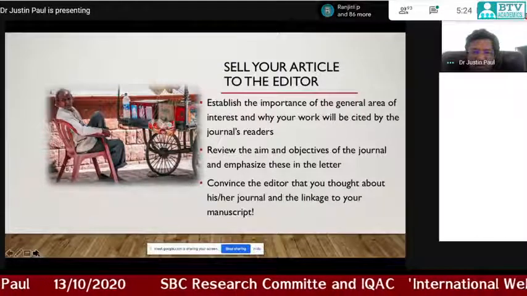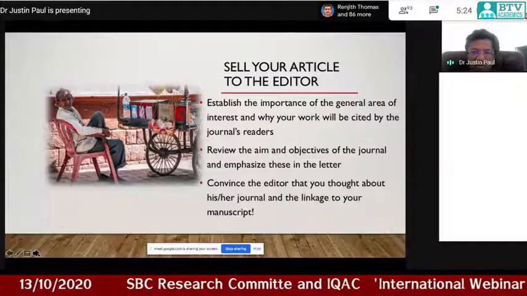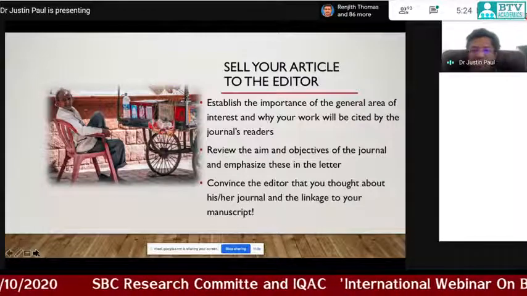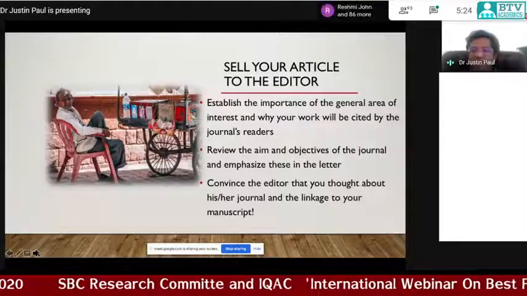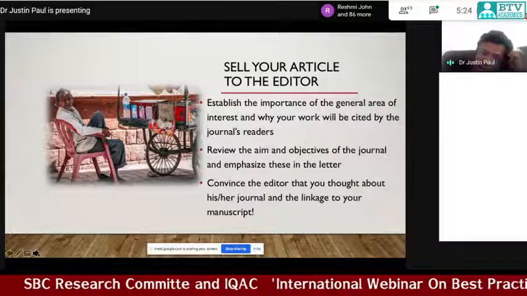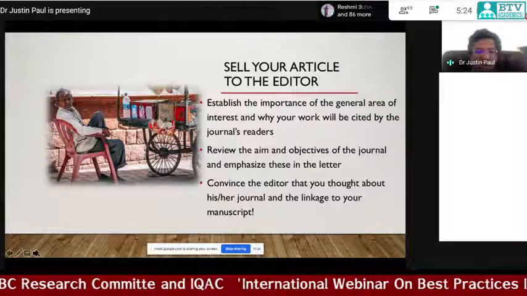And you can also review the aim and objectives of the journal and emphasize this in the letter. Convince the editor that you thought about his or her journal and the linkage to your manuscript.